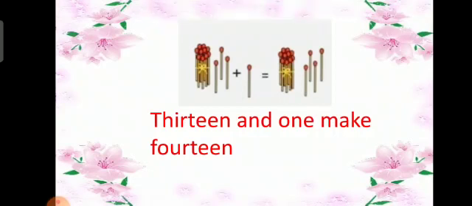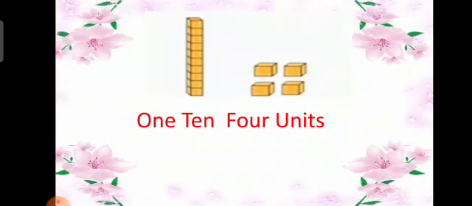Here 13 matchsticks are there. We are adding one matchstick, so together it becomes 14. 13 and 1 make 14. In 14 we have 1 ten and 4 units. 1 ten plus 4 units is equal to 14.